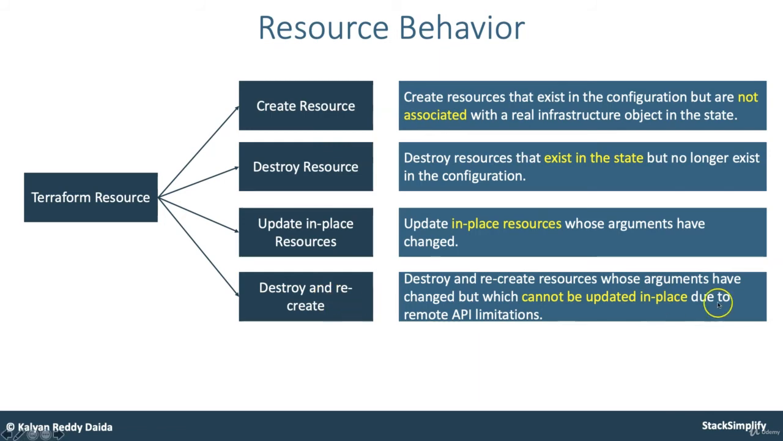Update in place means that for that respective resource, the running EC2 instance, it will update or add some information from the configuration that you want to modify. In the same way, there is one more behavior called destroy and then recreate. This applies to resources whose arguments have changed but which cannot be updated in place. For those arguments, you cannot do an update in place due to remote API limitations, meaning limitations of the remote provider. For the AWS provider, it behaves based on how the API is defined for that respective AWS resource. So it is between the provider and the remote APIs of that cloud provider.